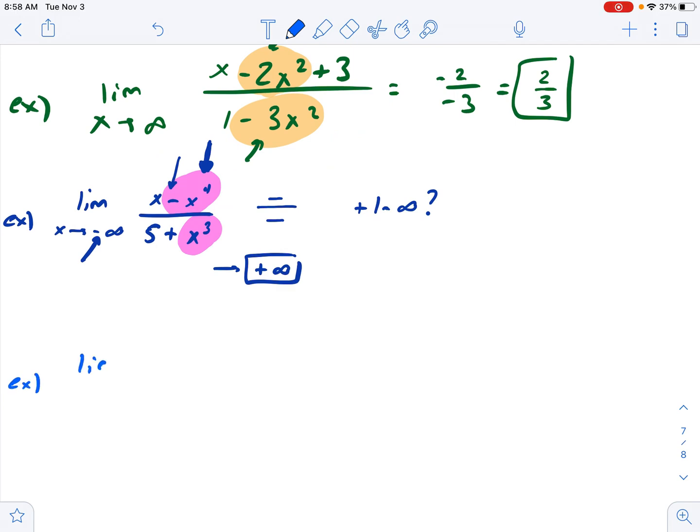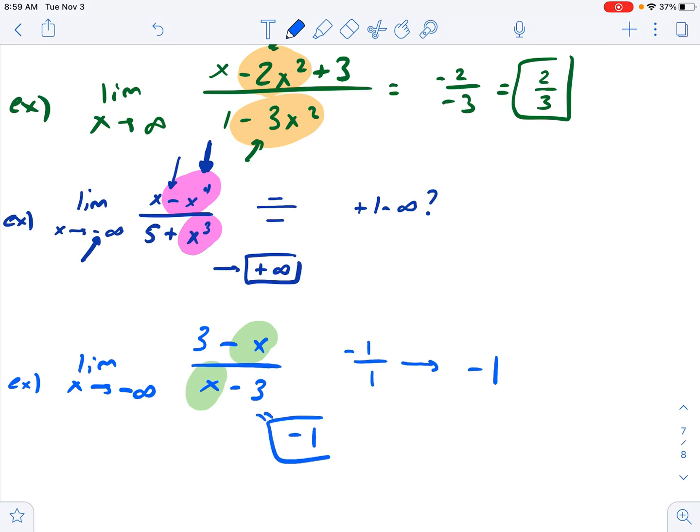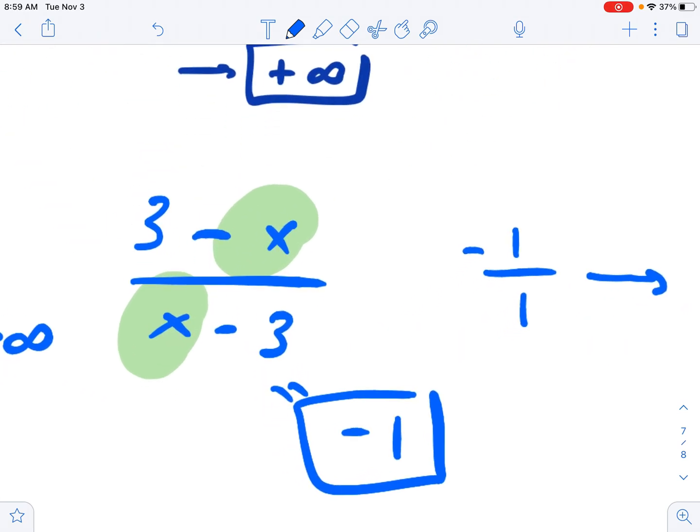Okay, next up, let's look at the limit as x approaches negative infinity of 3 minus x over x minus 3. Okay? So what do we notice about the highest power of x here? It's the same on top and bottom. So we compare the coefficients. Up top, we have a -1. On bottom, we have a +1. This thing is going to approach -1. Okay, so this thing equals -1.